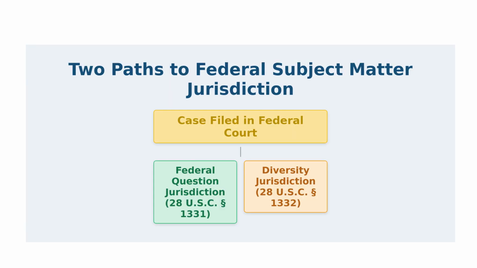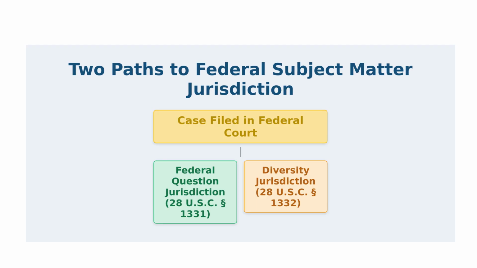Since subject matter jurisdiction is the essential, non-waivable gateway, we must now examine what grants a federal court the authority to hear a case. Remember, federal courts are courts of limited jurisdiction. Unlike state courts, which generally have broad jurisdiction, federal courts can only hear cases specifically authorized by the Constitution and Congress. This authorization flows primarily from Article 3 of the Constitution, which Congress has implemented through specific statutes.